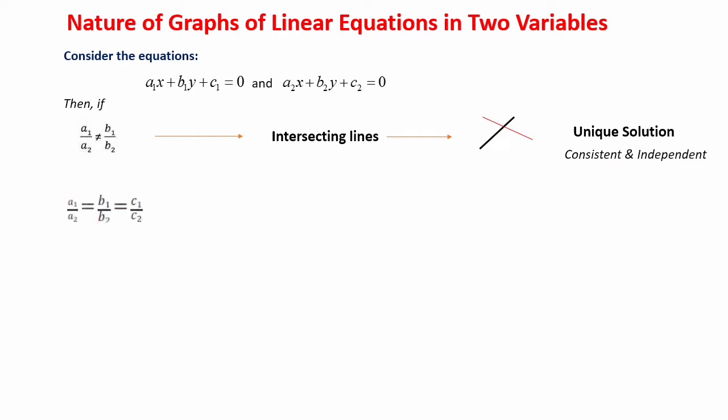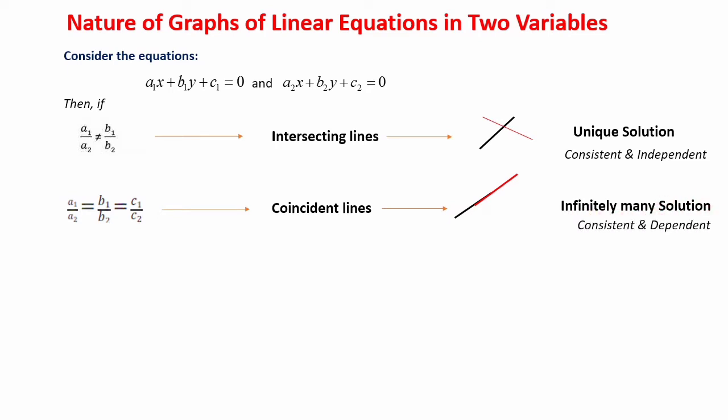The next condition we have learned is a1/a2 = b1/b2 = c1/c2. If it comes like this, then there are coincident lines, and coincident lines look like this, meaning one above the other, and the system will have infinitely many solutions. Here also a solution exists, therefore the system is consistent and dependent.